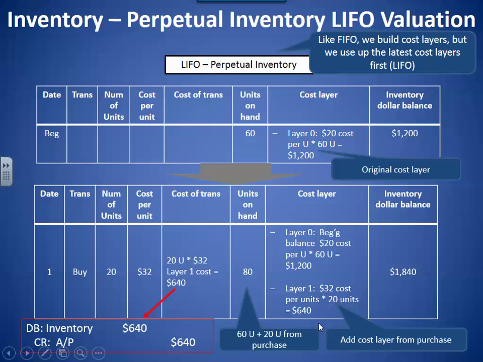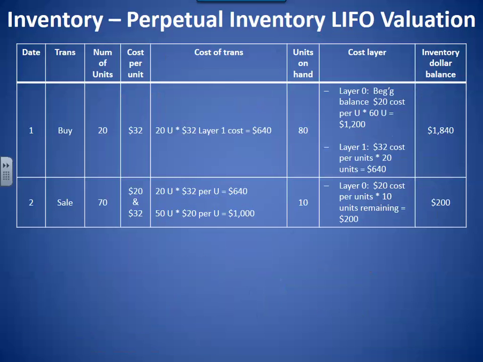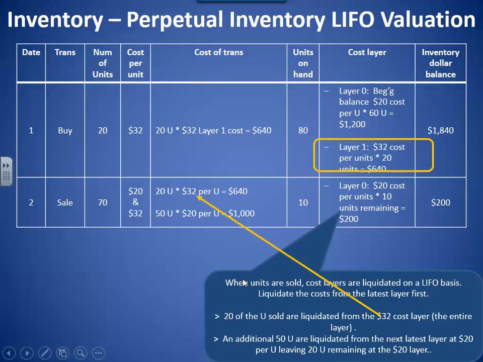So if you value both of the layers, layer 0 totals $1,200, and layer 1 has a value of $640, which means that the inventory balance for this perpetual inventory record is now $1,840. Okay, now let's go on to the sale, and we're selling 70 units. And we're going to cost out our transaction, and the costing is going to be a little different in that we're costing based upon layers.